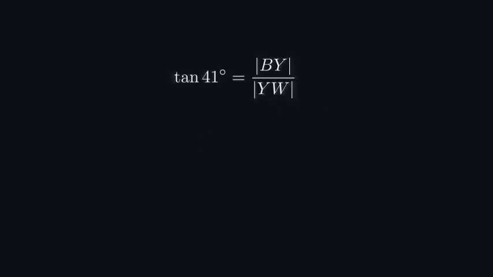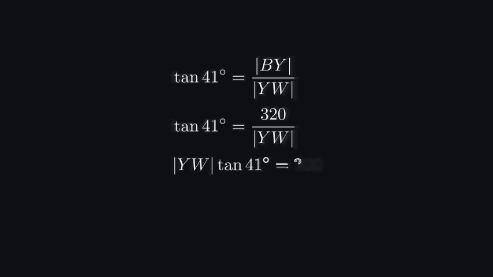Tan of 41 degrees equals length of BY over length of YW. Tan of 41 degrees equals 320 over length of YW. Length of YW times tan of 41 degrees equals 320. Length of YW equals 320 over tan of 41 degrees.